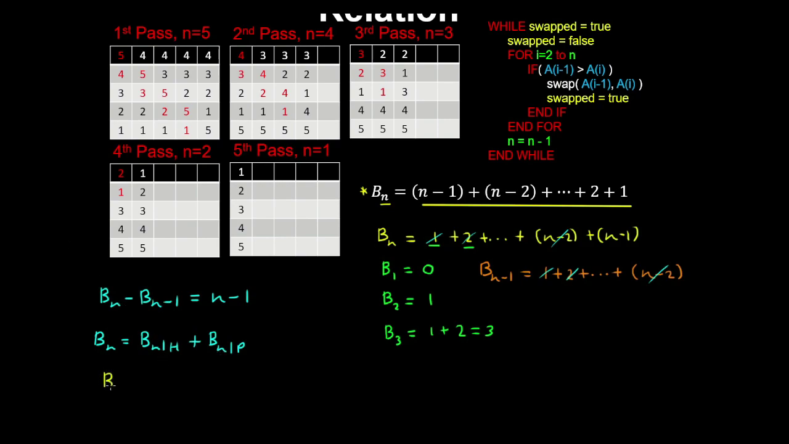And the homogeneous solution is a constant by 1 to the power of n. So recall that B(n minus 1) is equal to 0, and therefore B(n) is always equal to B(n minus 1). And 1 to the n is 1.